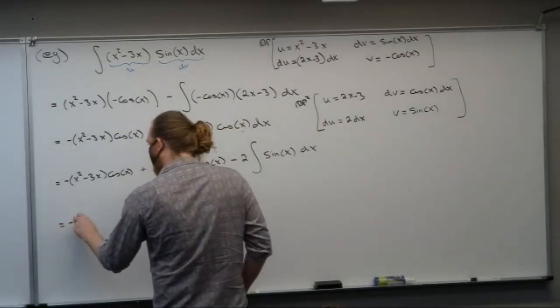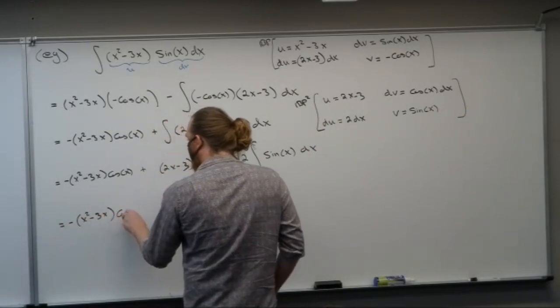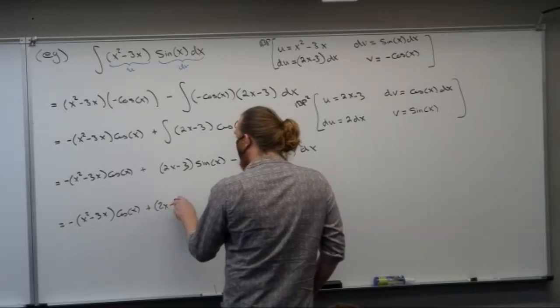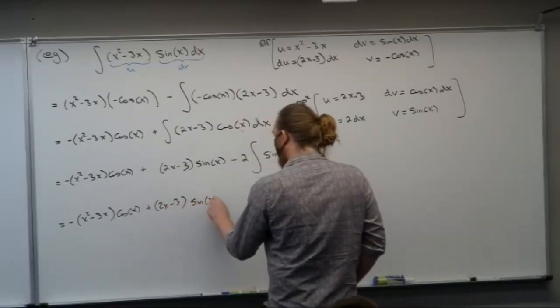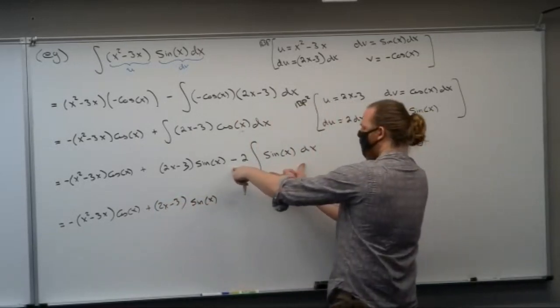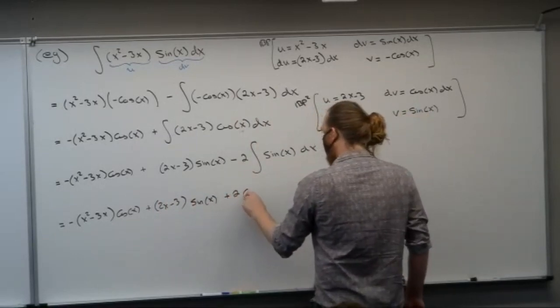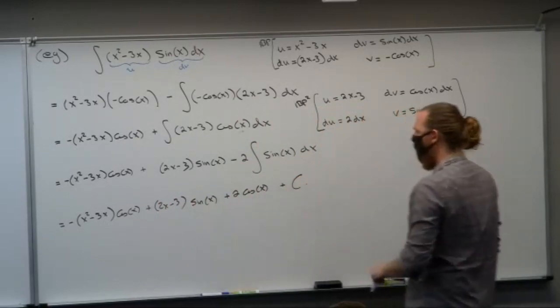There you go. Negative (x squared minus 3x) cos x plus (2x minus 3) sine of x minus, when we integrate here, you're going to get negative cos x, so this becomes plus 2 cos x, plus the constant.